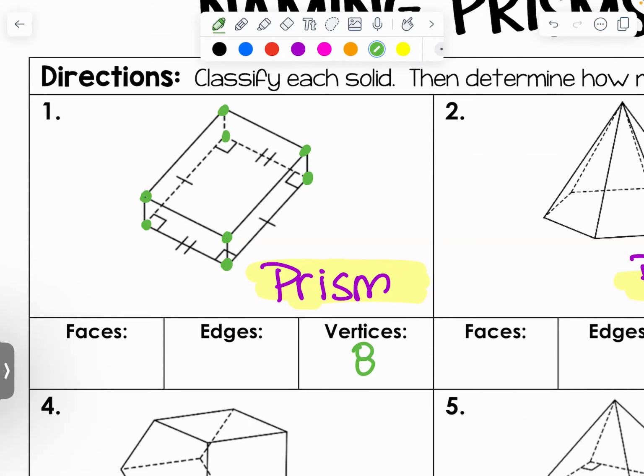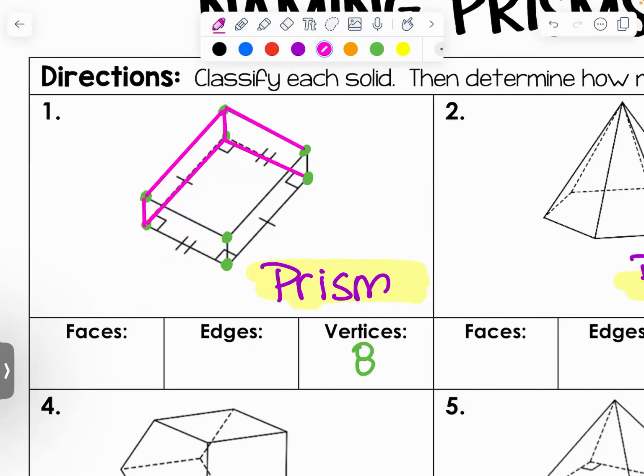Okay, edges. Who can tell me what they think an edge would be? How would you describe the edges? What are we counting? The lines, maybe? Not maybe, yes. So what I'm going to do is trace the lines and count them as I trace. I would suggest you do the same. So here's 1, 2, 3, 4. Trace them as you count, otherwise there's no point in tracing them.